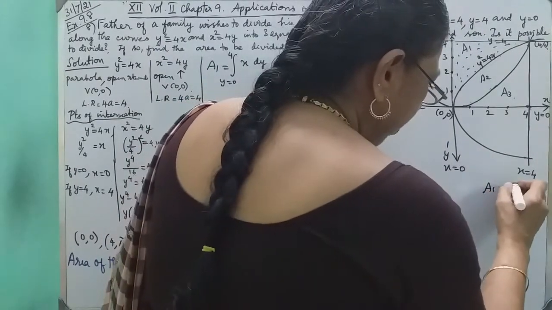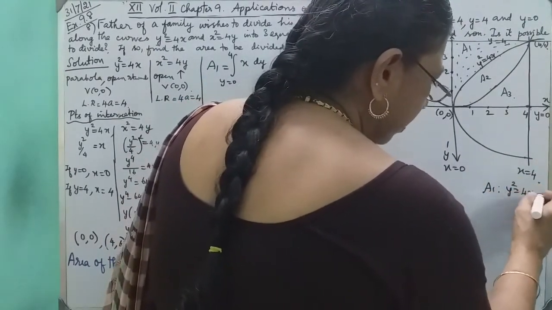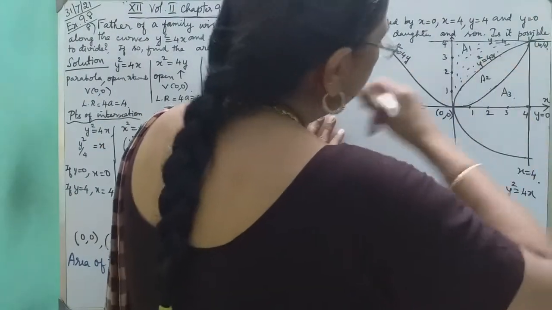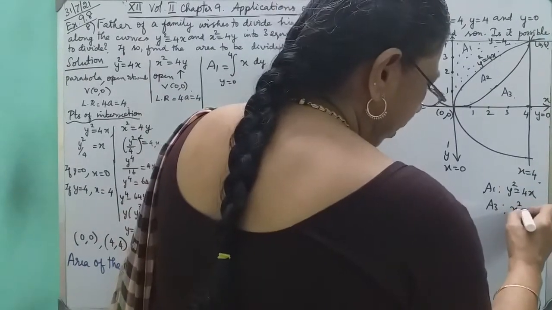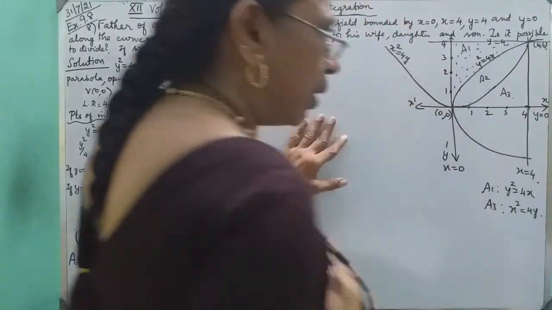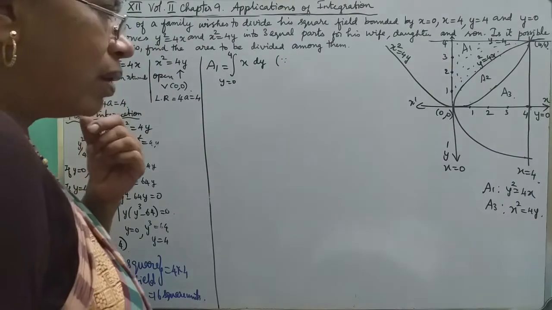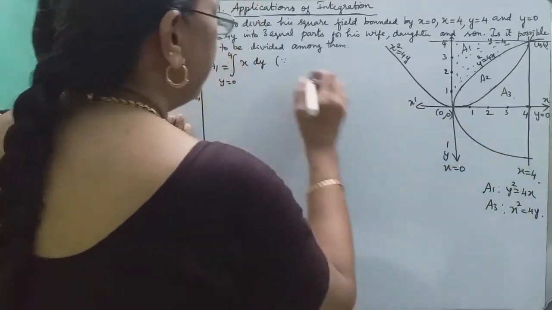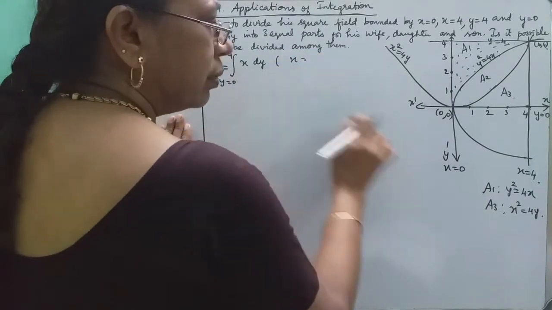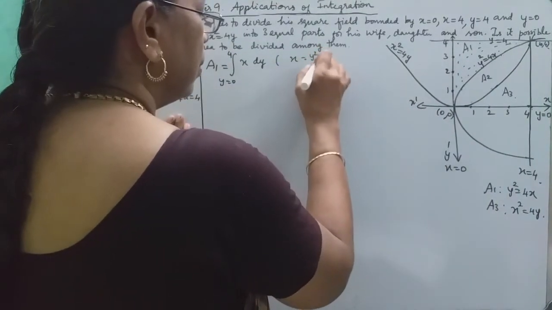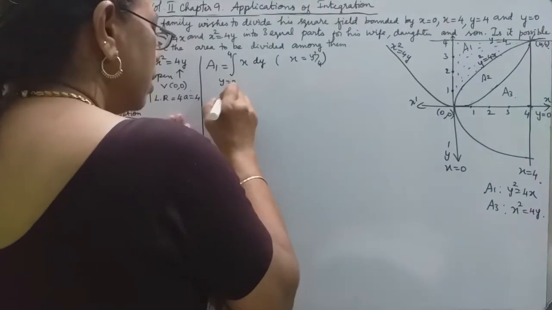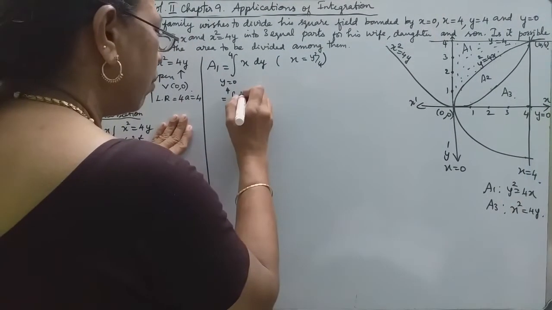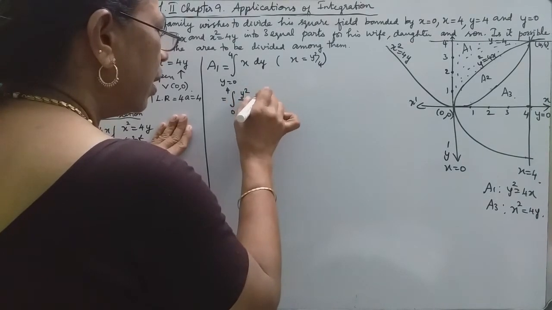A1 is in contact with y square is equal to 4x. Then what about A3? A3 is in contact with x square is equal to 4y. Okay. Now A1 is equal to this one. Here your y square equal to 4x, so here x is equal to y square by 4. Substitute. So that is integral 0 to 4, x is nothing but y square by 4 dy.